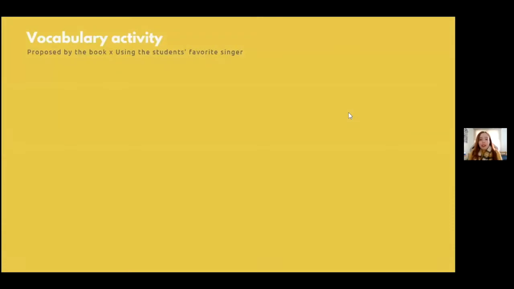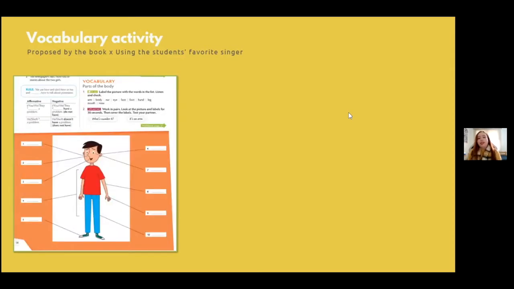The first idea is a vocabulary activity, and we can use their interests to present a new vocabulary topic that we have to teach. So here, the book suggested an activity about parts of the body that seemed a bit boring, because you just have a boy and the parts of the body and no context. The boy doesn't even have a name.